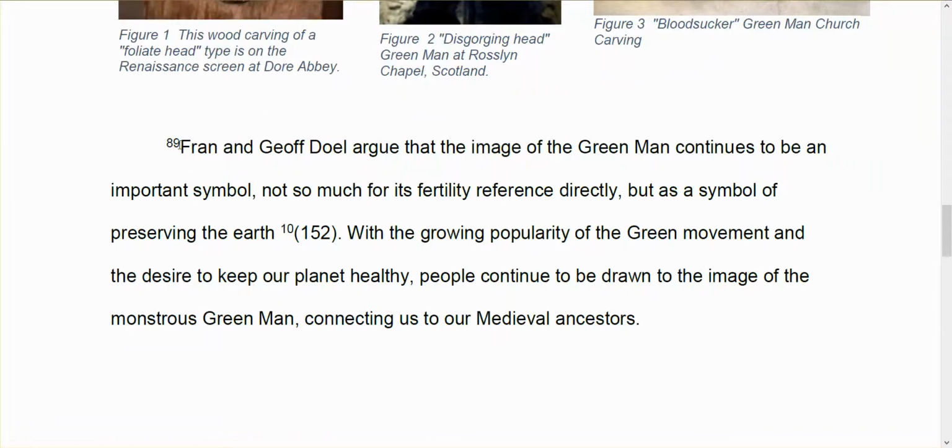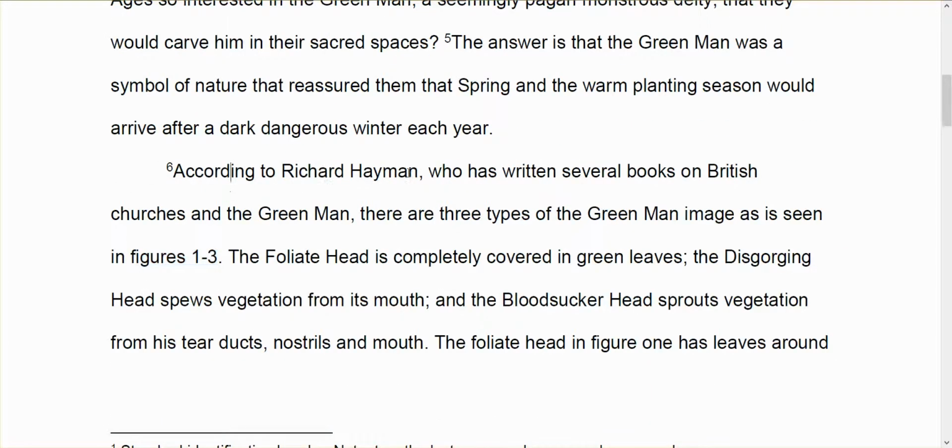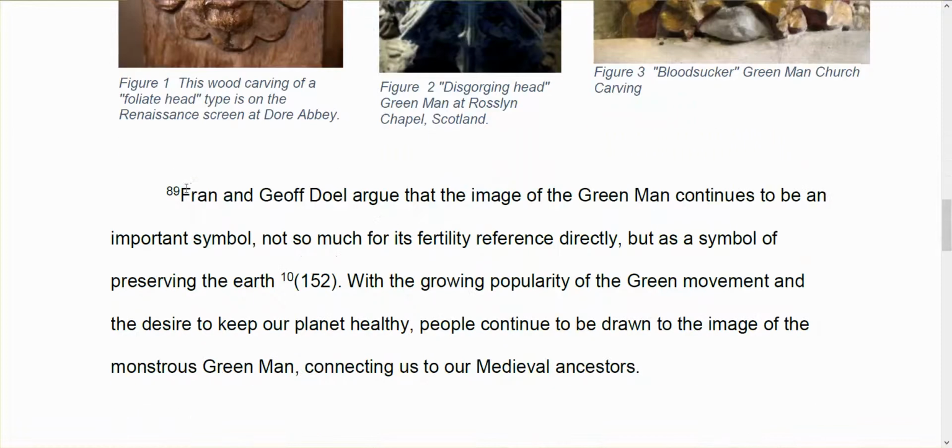Here's my second source, and this is my conclusion here. And you notice I'm not saying in conclusion. All right, we want to be a little more sophisticated than that. And I'm not saying according to this time like I did up here when I introduced Richard Heyman. I said according to Richard Heyman. I'm going to do something a little different, again, for some variety. Fran and Jeff Duell argue that the image of the green man continues to be an important symbol, not so much for its fertility reference directly, but as a symbol of preserving the earth.